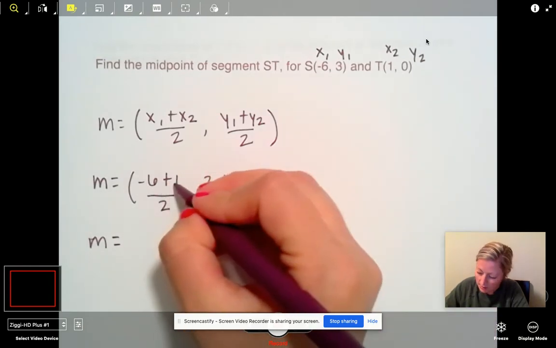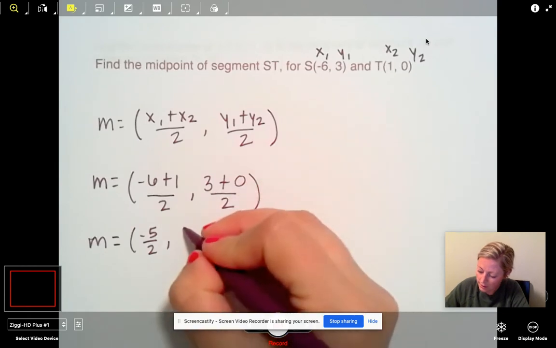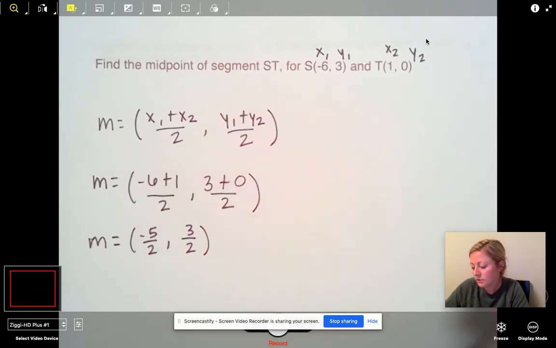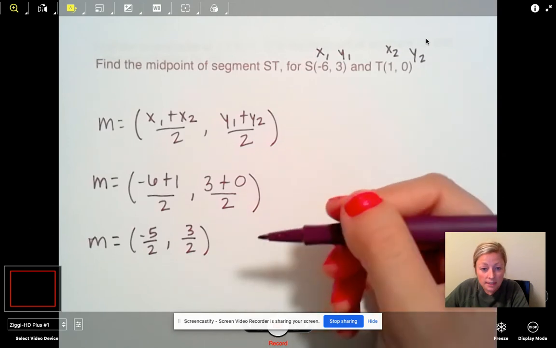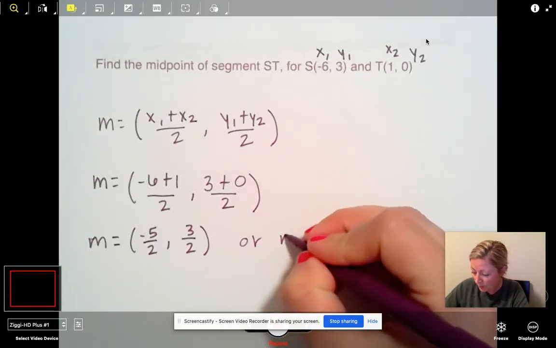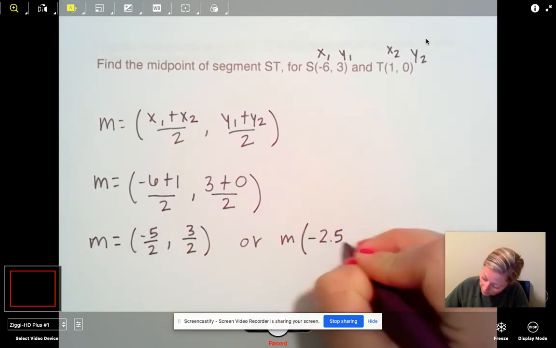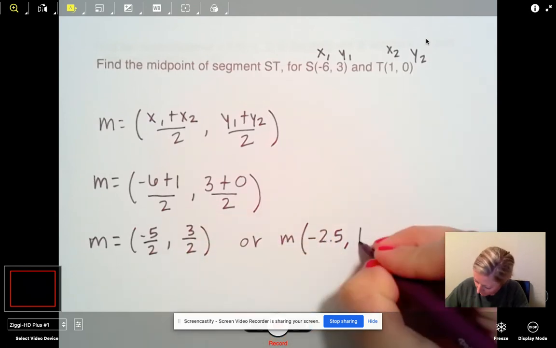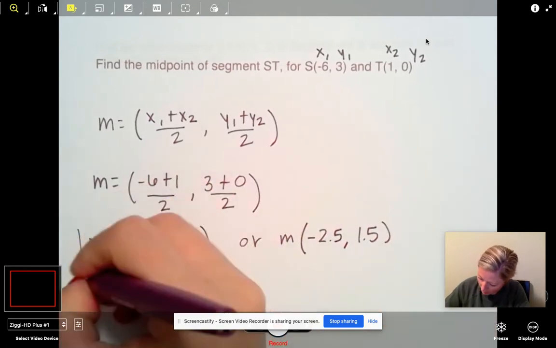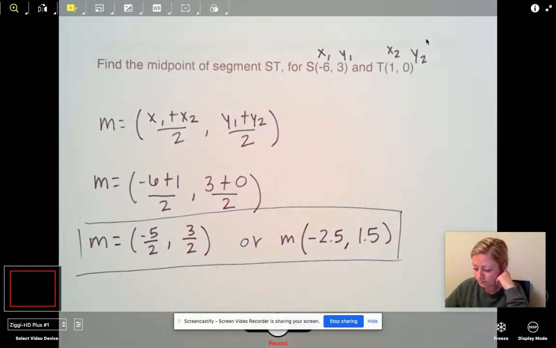So -6 plus 1 is -5 over 2. 3 plus 0 we know is just 3 over 2. So really you could leave your answer like this if you're a fraction person. If you're a decimal person, you could simplify that out a little bit more. -5 divided by 2 is -2.5, and 3 divided by 2 is 1.5. Either way works for me. However your brain works, it's a-okay. That's it. We plugged into a formula, we added, divided, got our answer.